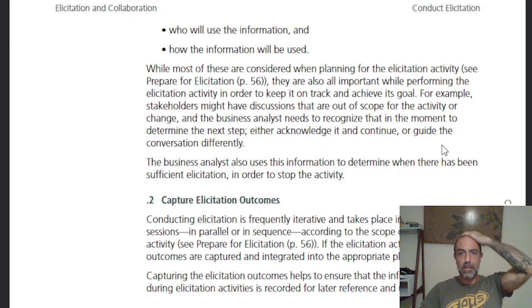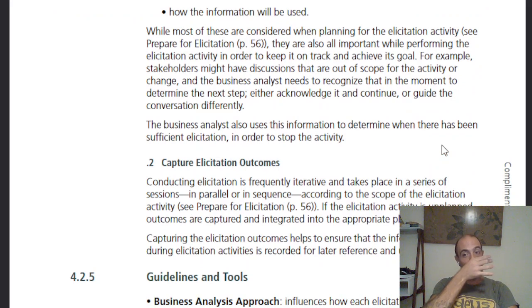The business analyst needs to recognize that in the moment to determine the next step, either acknowledge it and continue or guide the conversation differently. The business analyst also uses information to determine when there has been sufficient elicitation in order to stop the activity.